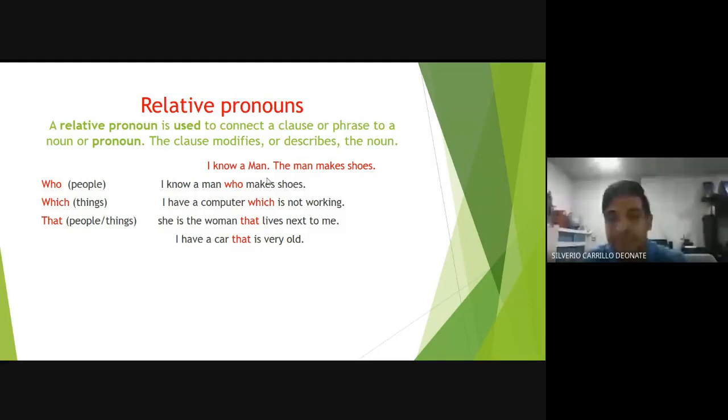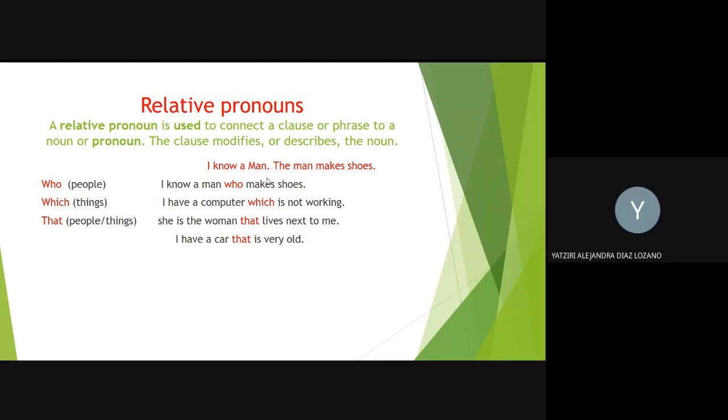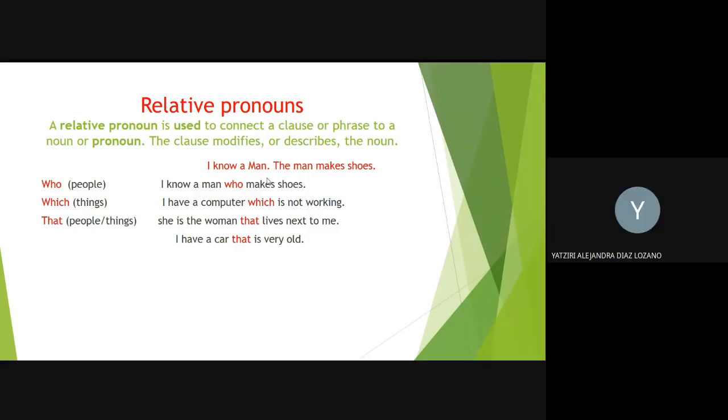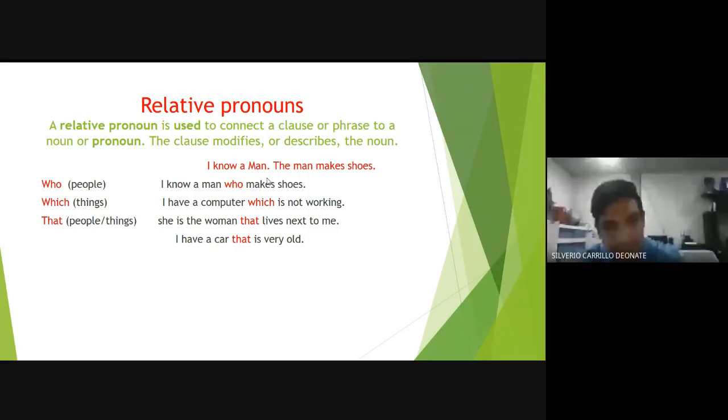Okay, and in that case we're going to use who, which, and that. Who is for people, which is for things, and that is used for people and things. Is it clear so far? Teacher, tell me, for example, in which is I have a cat which is not cute. Mm-hmm. Exactly. So whenever you want to use animals or things, you're going to use which, or you can also use that.